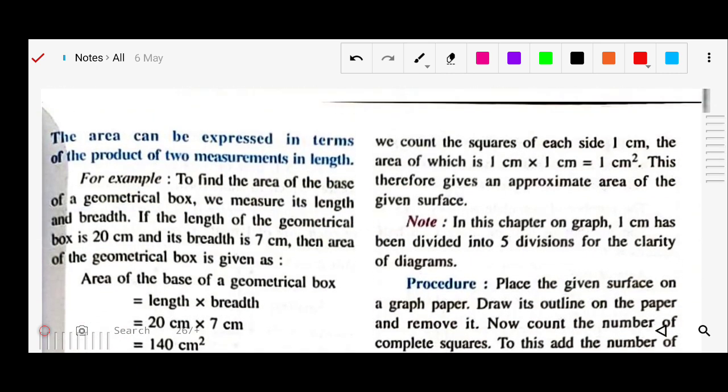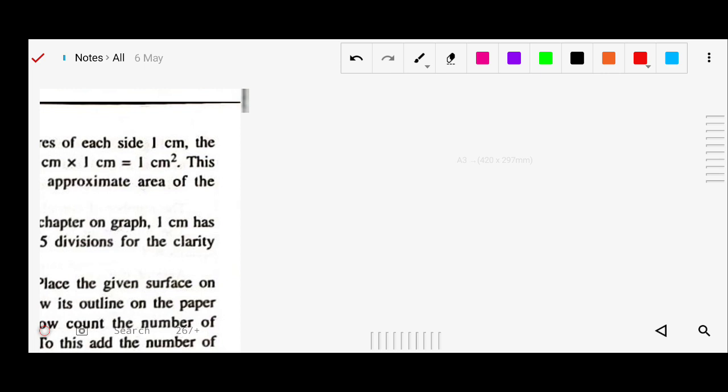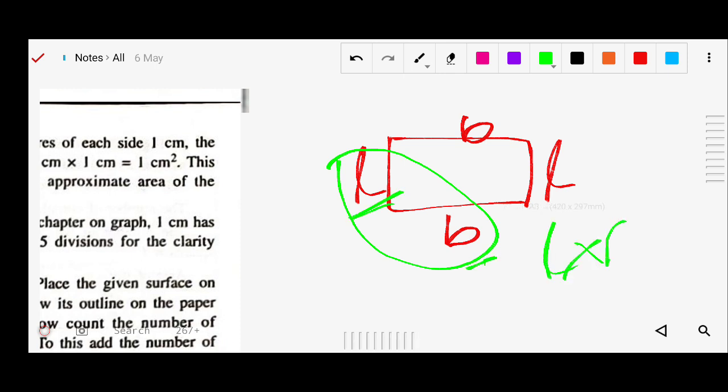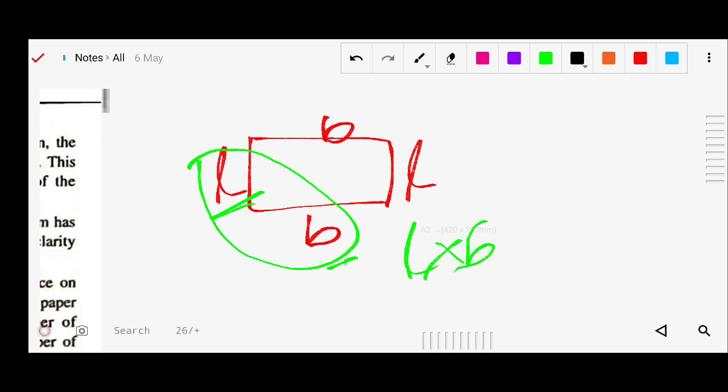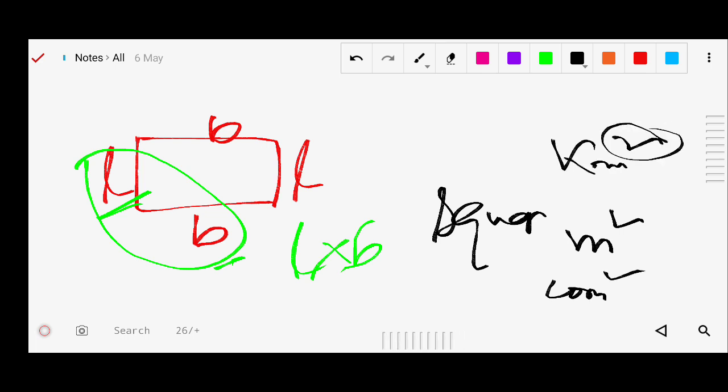The area can be expressed in terms of the product of two measurements in length. Area is nothing but a product of two units, right? Two units means the length and the breadth. If it is a rectangle, both opposite sides will be the same. So how to find its area? We'll multiply the two different units, the length as well as the breadth. So that is L into B, and the unit will always be in square, like meter square, centimeter square or kilometer square, because we are multiplying two units, right?